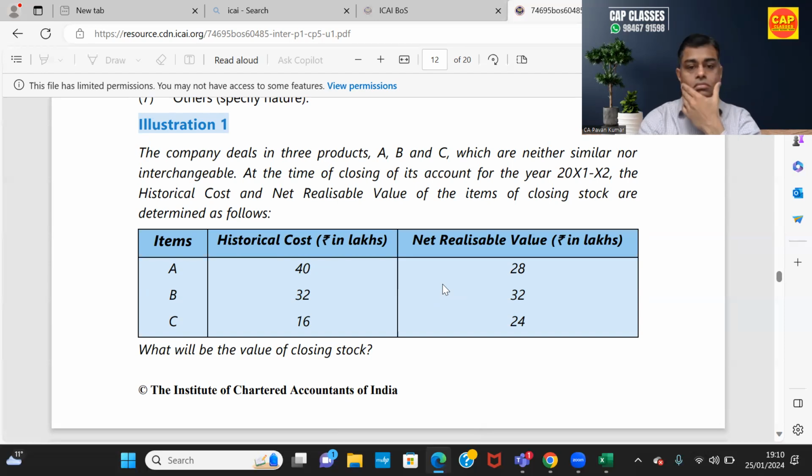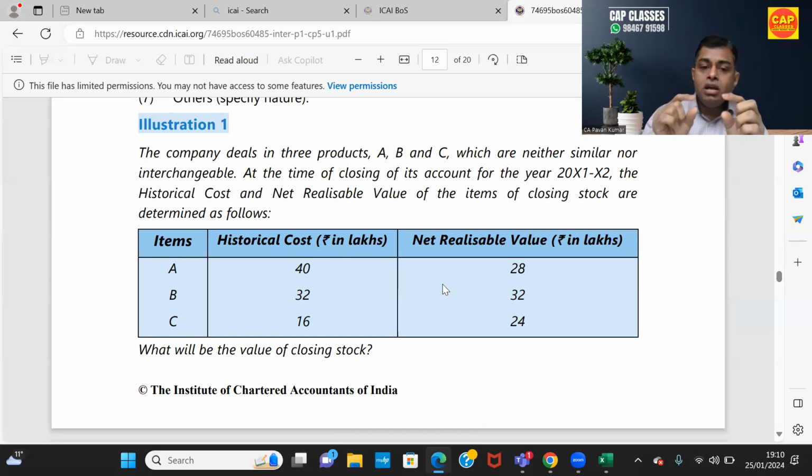Item A, historical cost 40, net realizable value 28. B, historical cost 32, NRV 32. C, historical cost 16, NRV 24 lakhs. What will be the value of closing stock?